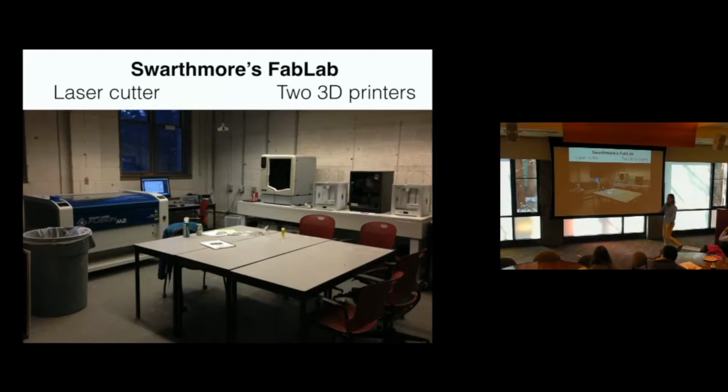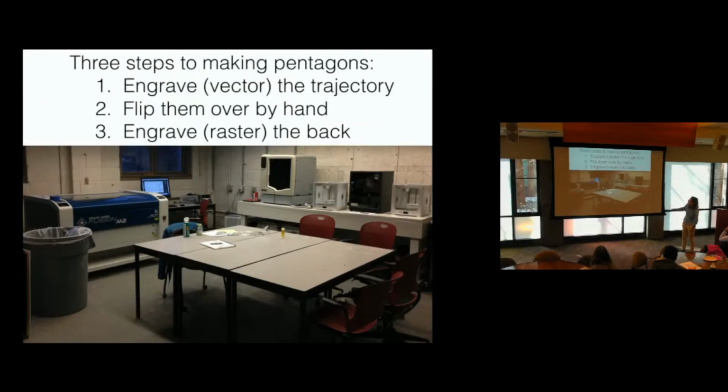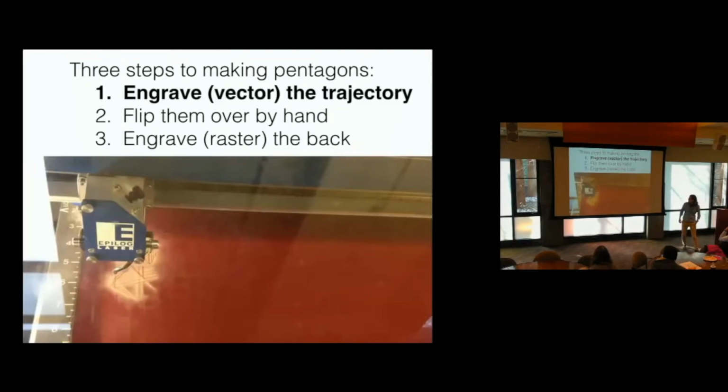So I made these things on the laser cutter. It's quite easy. You make a file. You say file print. It prints it. You can do anything. You can do a Microsoft Word file. The key is to make a good file. So 3 steps to make these pentagons. First, I engrave the trajectory. Then I flip them over. And then I engrave the back. So I have videos of this happening.